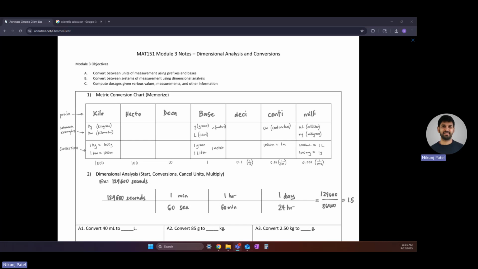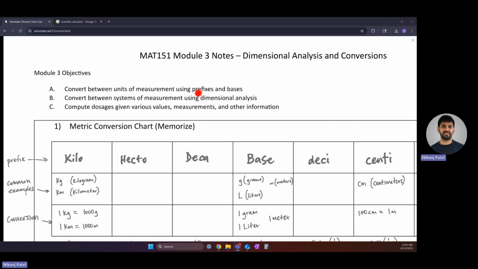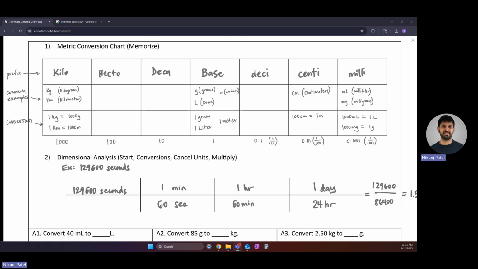throughout the program. So we're going to do a few different types of examples. We're going to convert between units of measurement with prefixes and bases. We'll also convert between different systems of measurement, and then we'll also do dosages. So in the top section of the notes here, we have a chart that kind of helps us understand how to make various conversions.